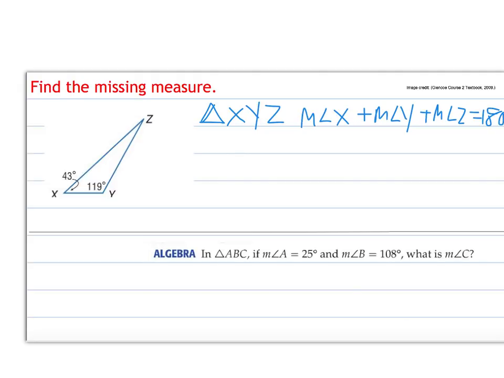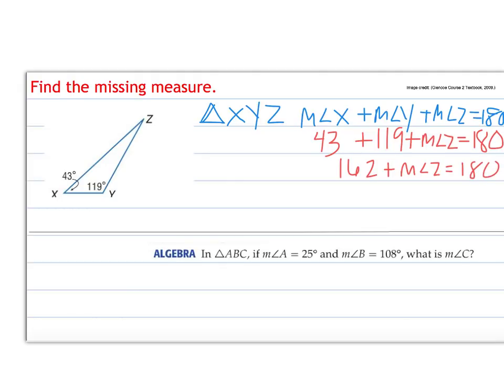So we can replace the values we do know. We know X measures 43 degrees plus Y equals 119, plus we don't know the measure of angle Z, but we do know all together that it'll equal 180. So then we can add our 43 and 119 together for a total of 162 is the angles we do know, plus the missing angle is going to equal 180.